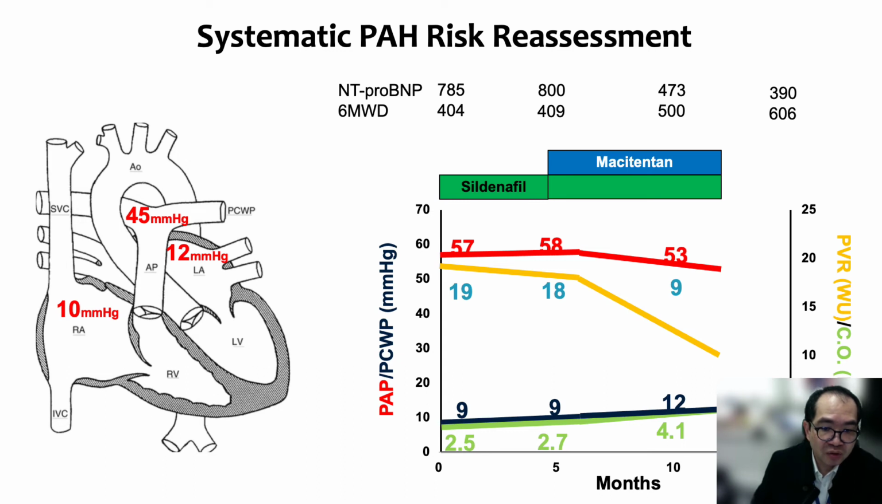And so, with the right heart cath, we find that in fact the mean pulmonary pressure remains very high. The pulmonary vascular resistance is also very high. There's no change in the cardiac output at all. Because of these numbers, despite her claiming the symptoms were improving, we started her on macitentan, the ERA drug that can also reduce pulmonary pressure.